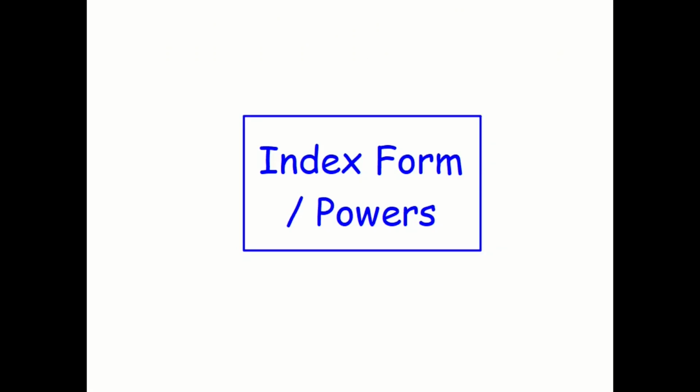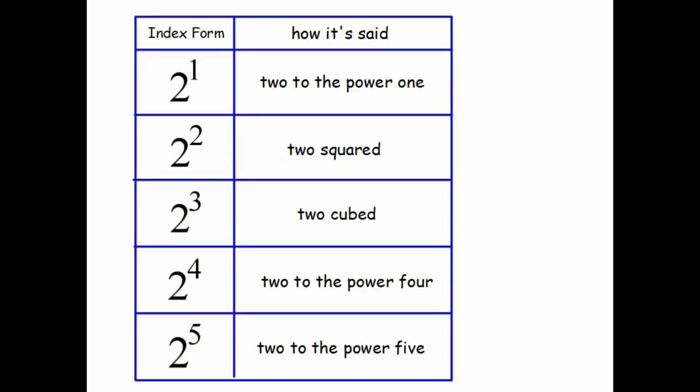Hello and welcome to this video on index form and powers. What do I mean by index form? Well, as you can see on the left hand side of this table here, these numbers are in index form. And that means you've got a number followed by a number that is slightly raised above. And we say that that is 2 to the power of 1.